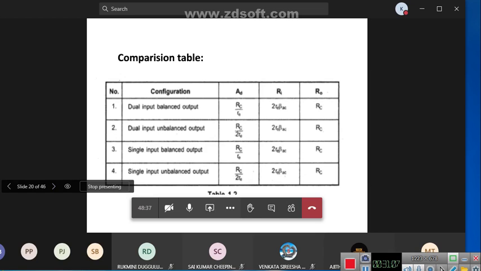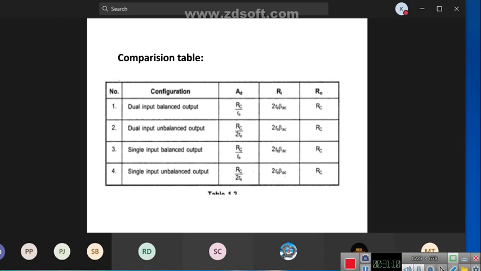Okay, see here the comparison table is important. For dual input balanced output differential amplifier, the differential gain is RC by RE dash, right? Balanced output means the output is taken between two collectors. For unbalanced output it becomes RC by 2 RE dash. So the output is taken from one collector with respect to ground. That's why the 2 will come into picture, right? So that is the differential gain.